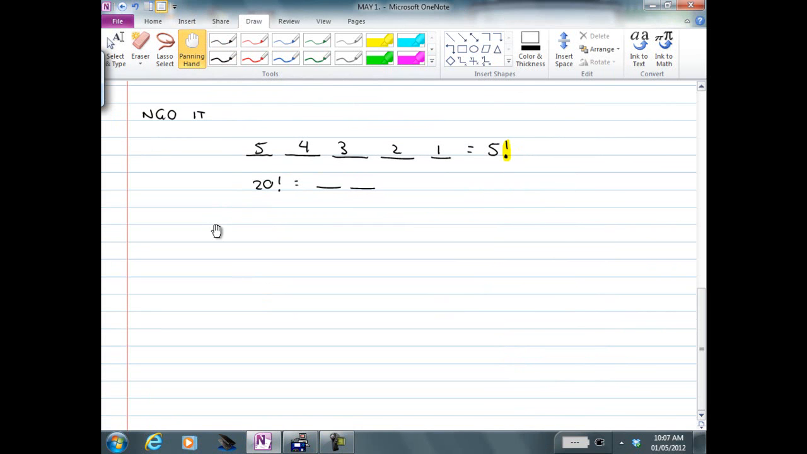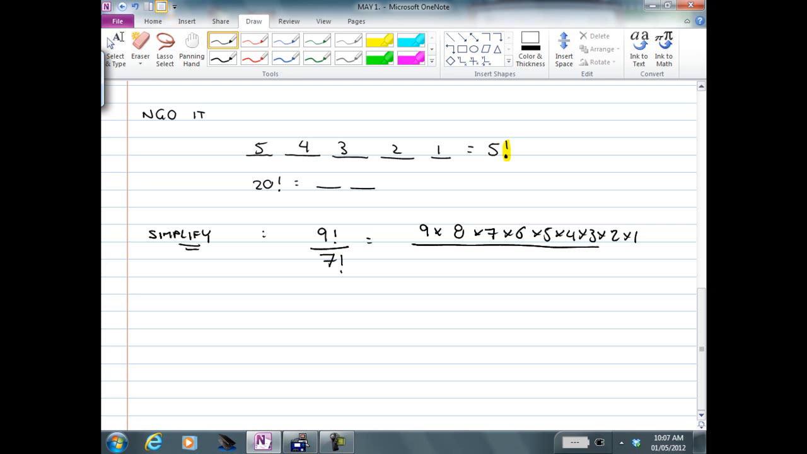What if I give you this? I want you to simplify without using a calculator. What if I say 9 factorial over 7 factorial? No calculators needed. How would you simplify this? Okay, so let's write this out. It would be 9 times 8 times 7 times 6 times 5, 4, 3, 2, 1. Now, a lot of you are going to ask, how do I solve this without a calculator? Would you agree? I'm going to highlight a few things.